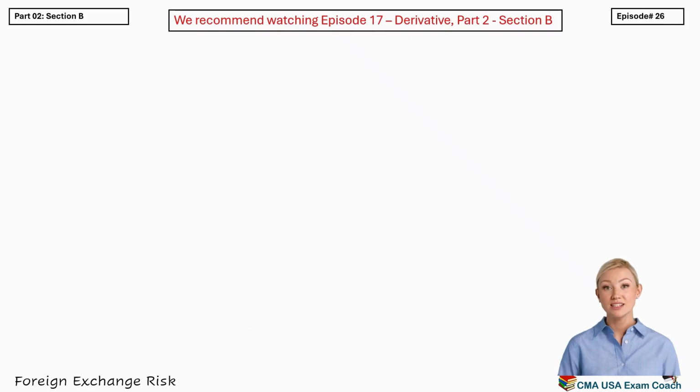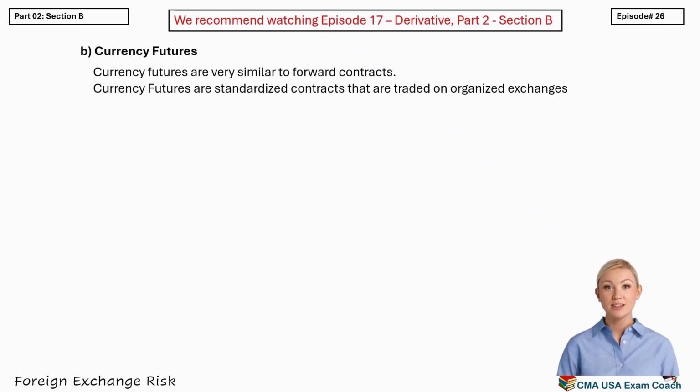Now let's talk about currency futures, another important tool used to manage foreign exchange risk. Currency futures are very similar to forward contracts. Both allow a buyer or seller to lock in an exchange rate today for a currency transaction that will take place at a future date. In simple terms, it's like making a deal today to buy or sell a currency at a fixed price in the future, to protect against fluctuations in exchange rates.